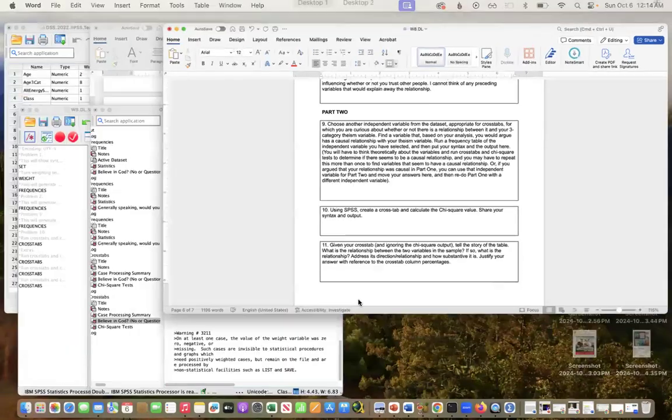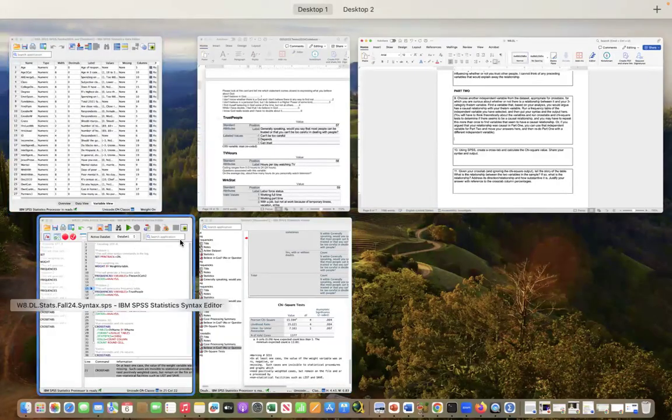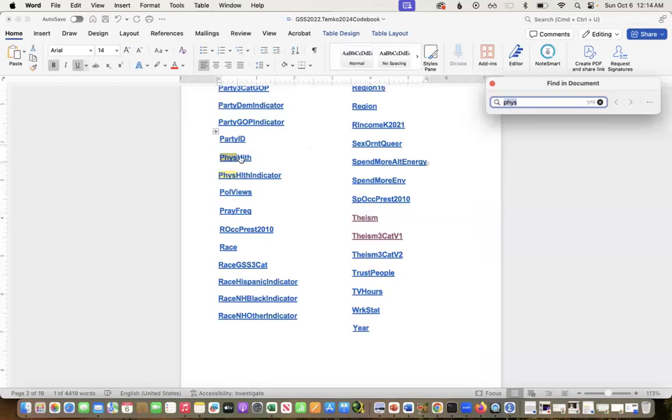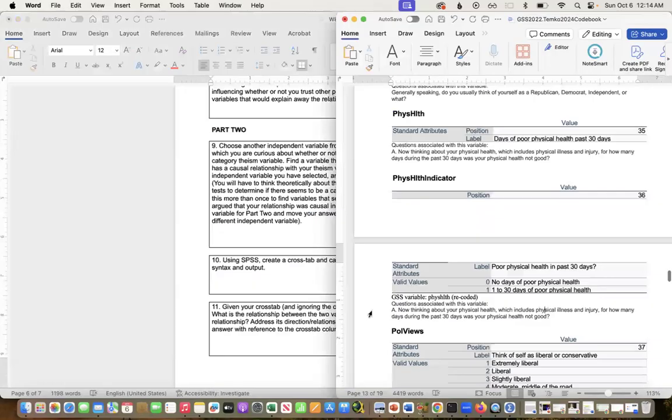So let's look at some options here. Here's my code book. Again, I can't use a variable like phys health that's 0 through 30. That's way too many different values. It's not a small categorical variable. That would be way too many columns. But I could use something like phys health indicator.